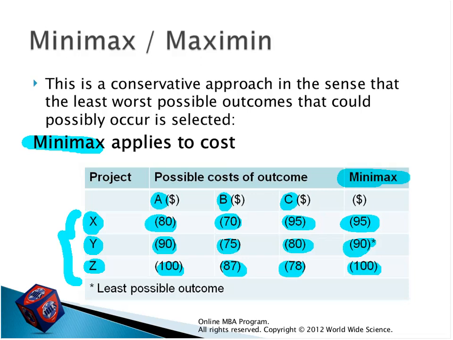And from all of the biggest costs from the projects, we must find the minimum cost from the biggest one over the three projects. Is it 90, right? First, we identify the maximum possible cost over the projects. Then from those results, we identify the smallest cost. And here it seems that project Y is the best project over the three variations.